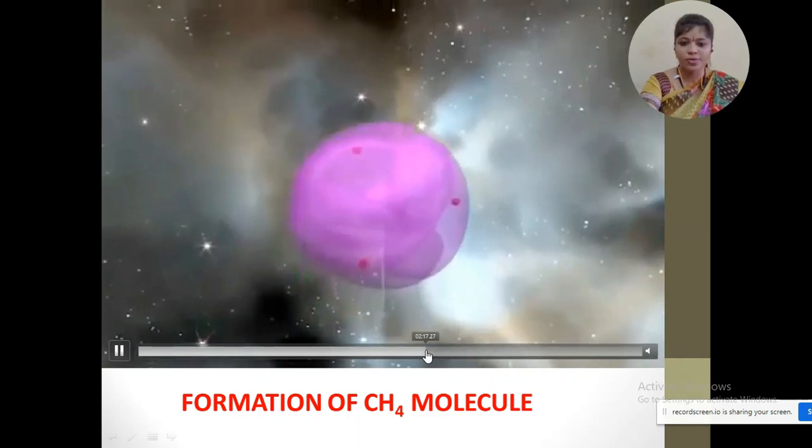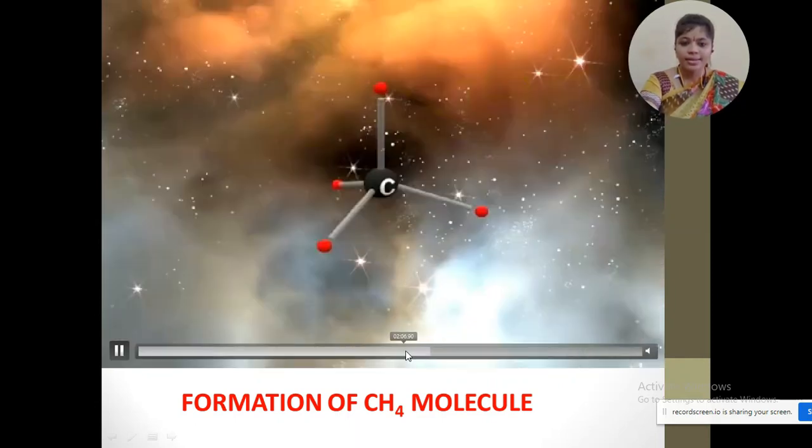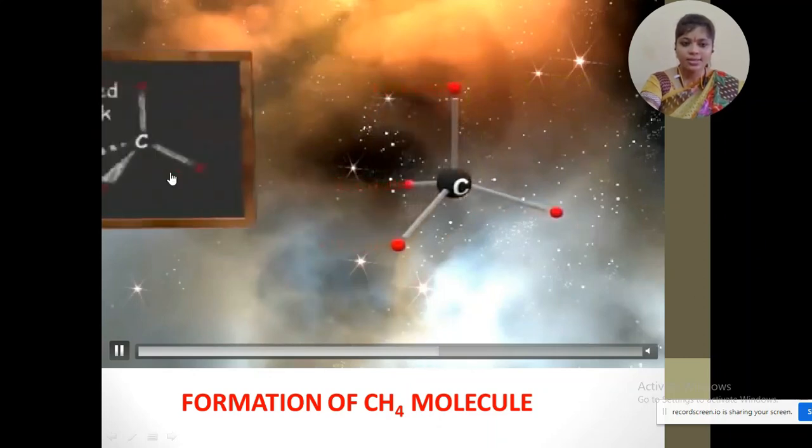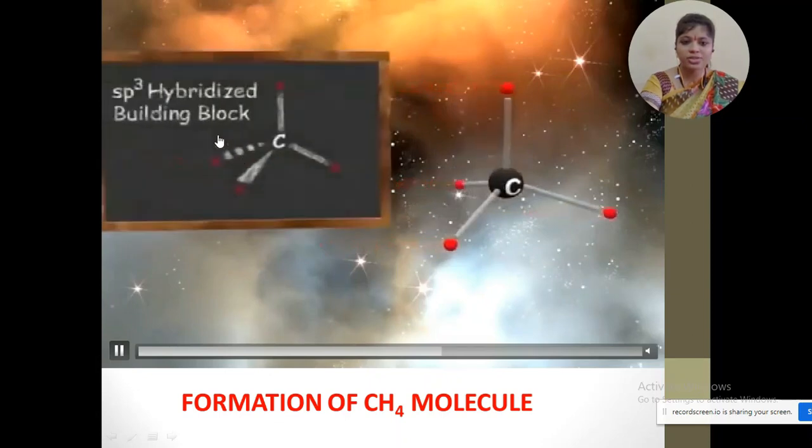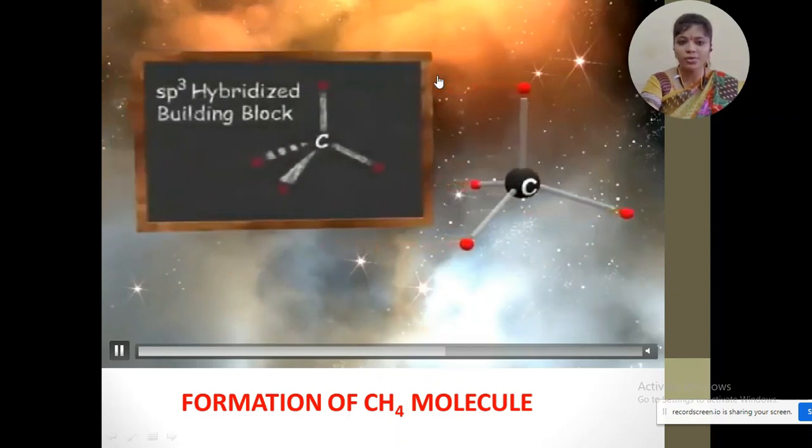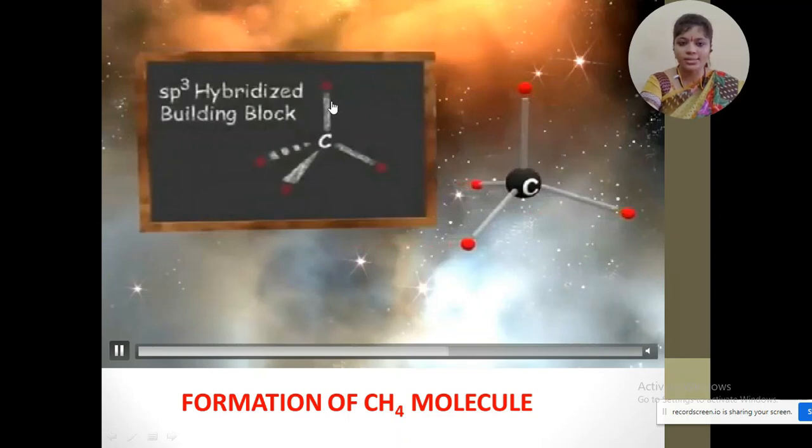This is the 3D diagram of the CH4 molecule, with the sp3 hybrid orbitals. This is the two-dimensional structure, and on the board we have to write like this. The solid line shows a bond in the plane, the wedge line shows a bond out of the plane, and the dashed line shows a bond behind the plane.